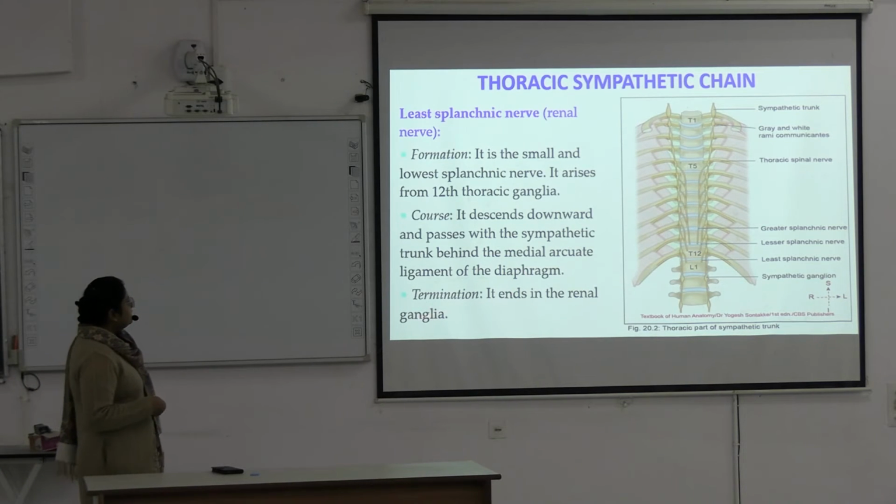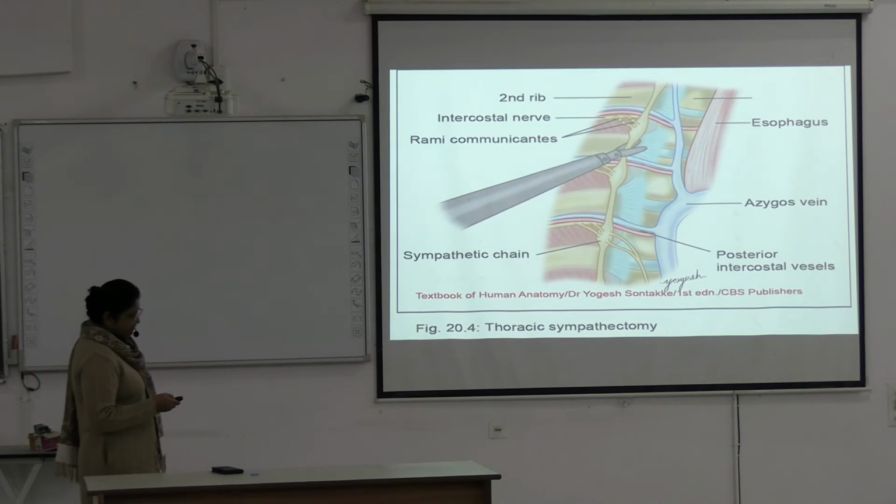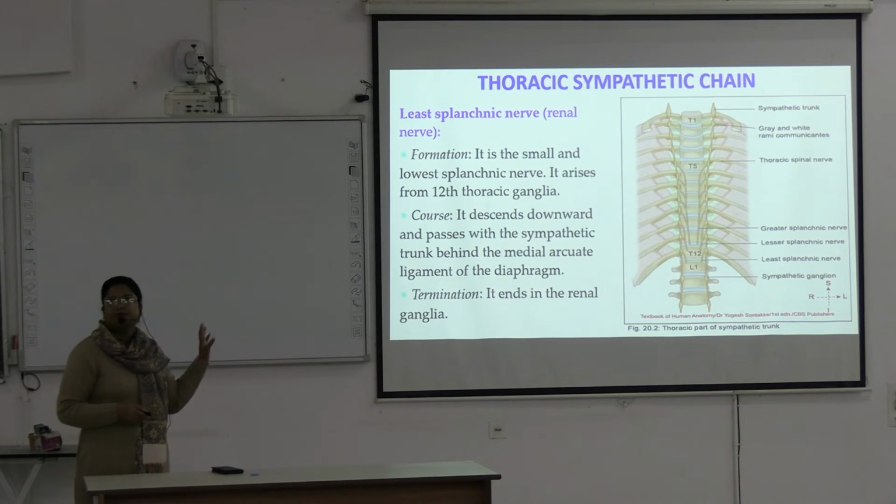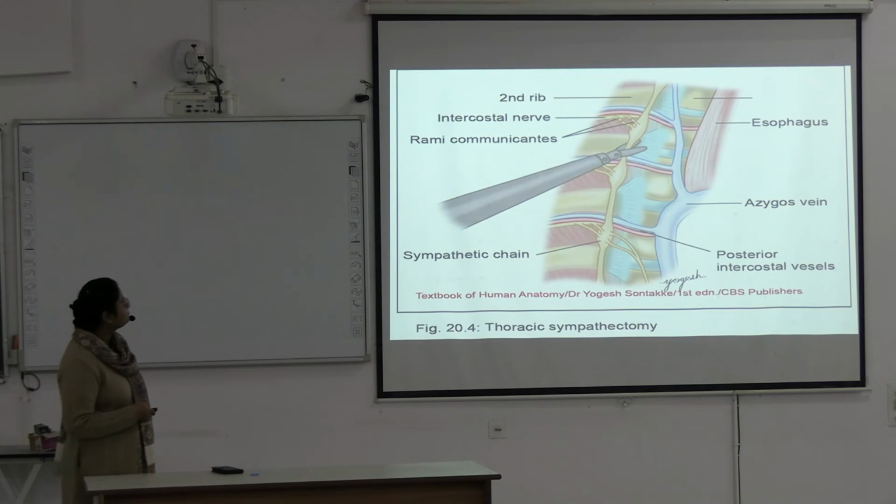Termination: it ends in the renal ganglia. That's why the name renal nerve is given. The least splanchnic nerve is also known as the renal nerve because it ends in the renal ganglia. So these 3 nerves you have to prepare for your short note on splanchnic nerves.